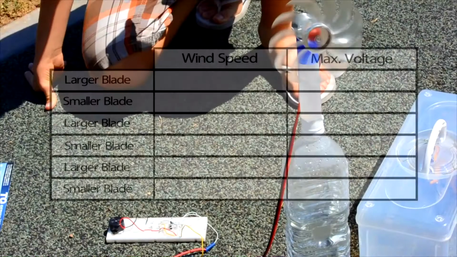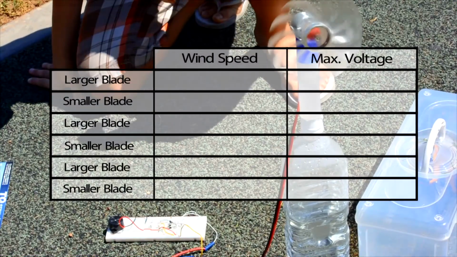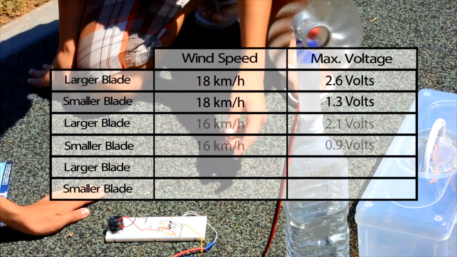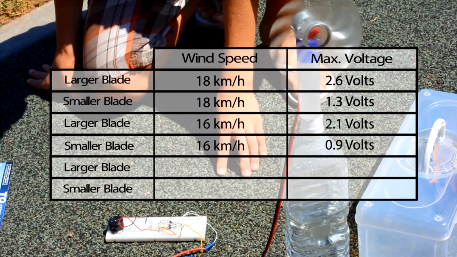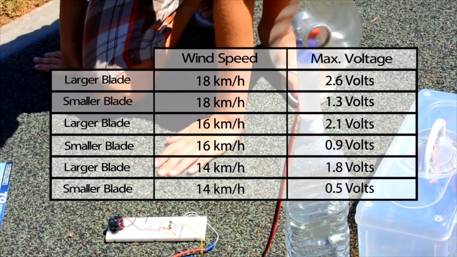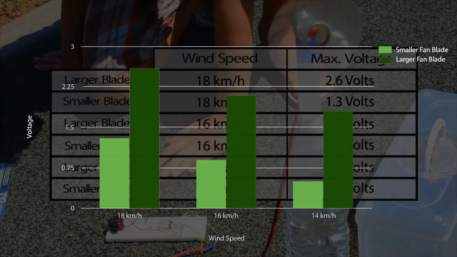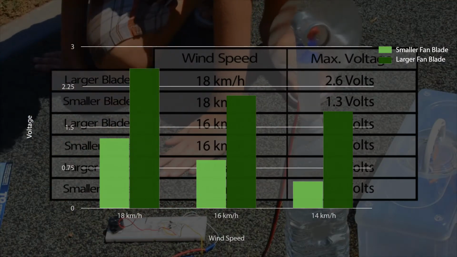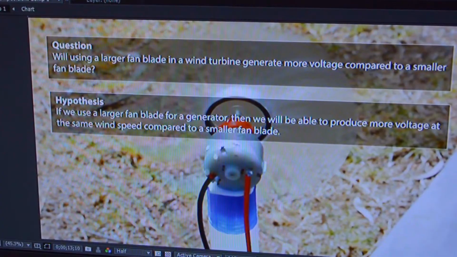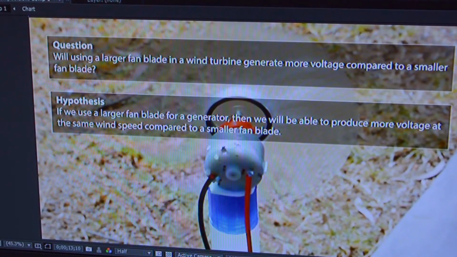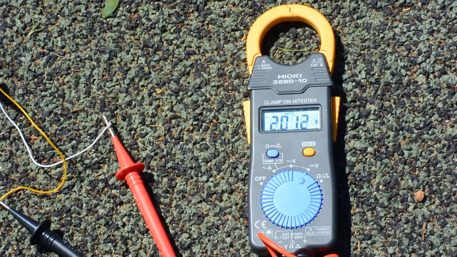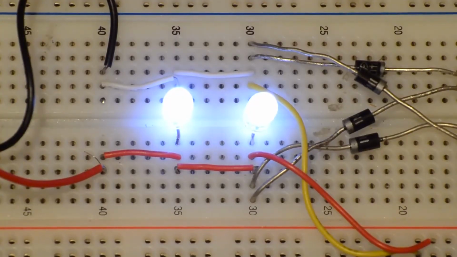Now let's plot the data. After running the generator with both fan blades at 3 different wind speeds, you can clearly see which one is producing more voltage. After analyzing the graph, you can see that my hypothesis is correct, and that the generator is really producing more voltage with a larger fan blade. I'm hoping to use my findings in this project to help developing countries get their free energy source.